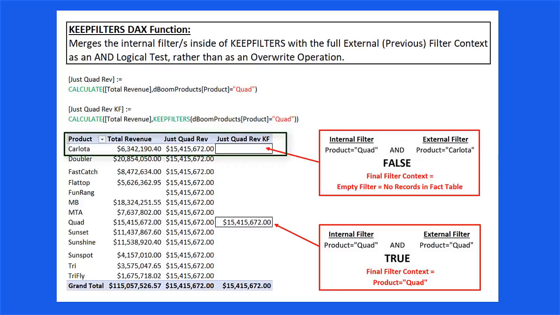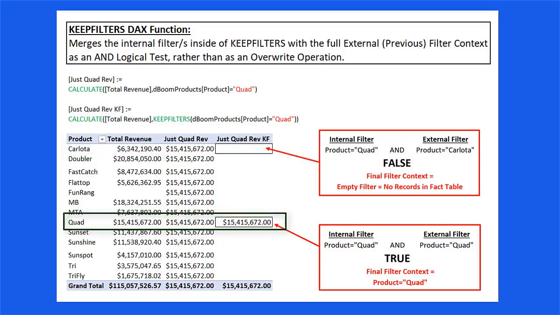If we take a closer look at how the measure calculates in the first row, the internal filter asks the question, are you quad? The external filter asks the question, are you Carlota? And of course, the product can't be simultaneously quad and Carlota, so we get a false. That means the final filter context is a completely empty filter.